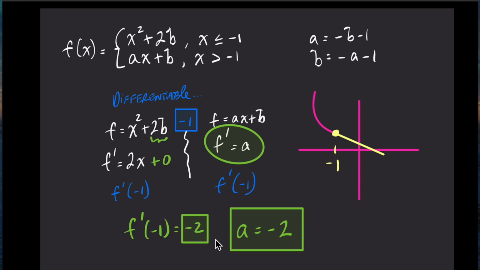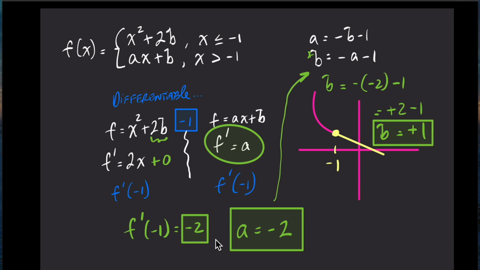Now, armed with that information, we can go up to one of these two expressions and get our b value. Let's go ahead and use the bottom one. So b is going to equal the opposite of a. So the opposite of negative 2 minus 1, it's going to equal positive 2 minus 1. Our b value is going to be positive 1. So now, folks, we have the a and the b value that gives us this situation: continuous and differentiable at negative 1.